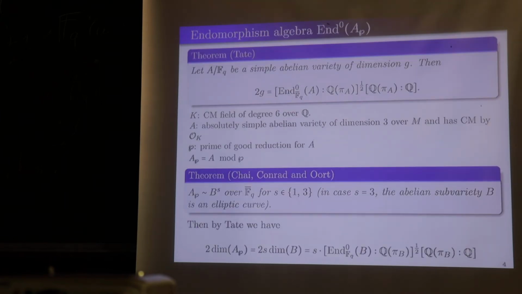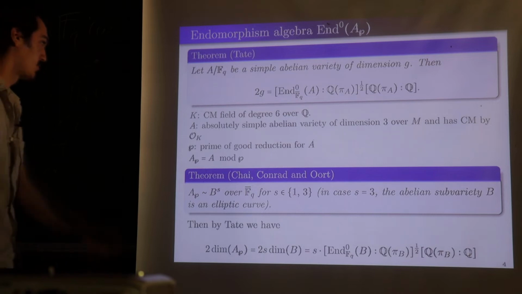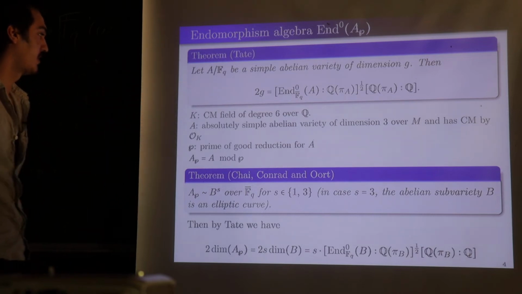Okay, so in order to understand the geometry of this Abelian variety, we will look at the structure of the endomorphism algebra. So we are understanding the geometric object by looking at an arithmetic object. So there's a famous theorem by Tate. Let A be a simple Abelian variety of dimension G. Then we have this equation, which is a general theorem for any dimension.